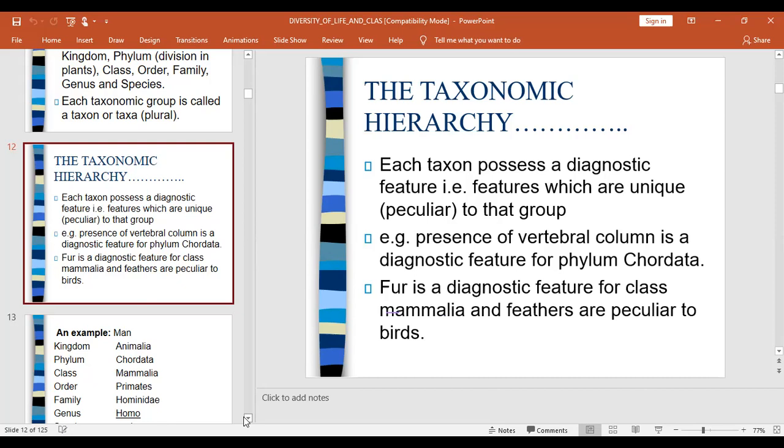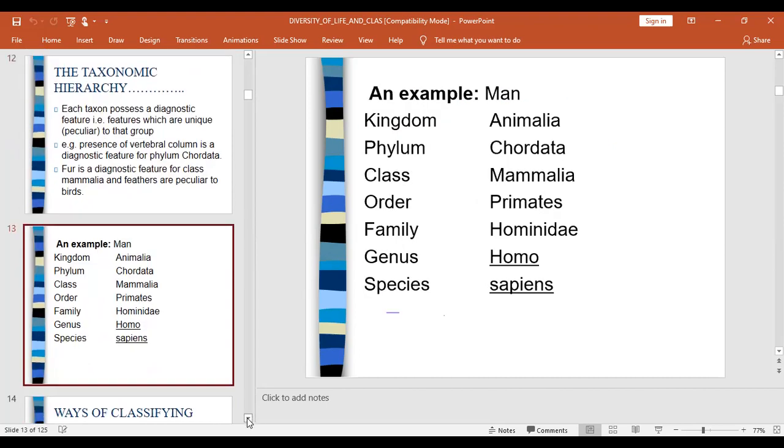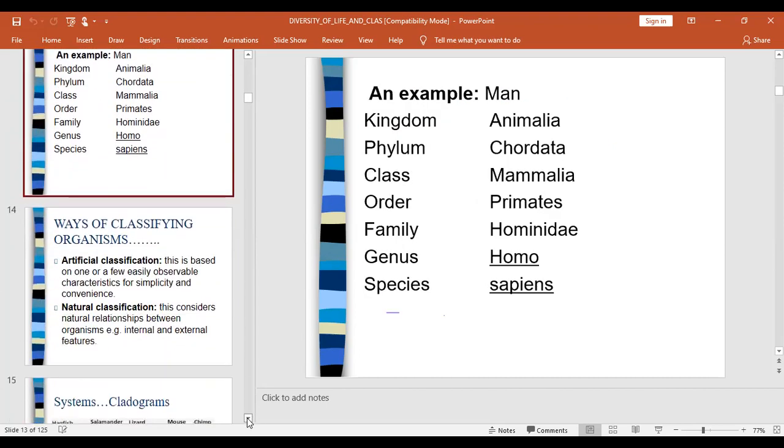Yes. Okay. Now, we are going to look at an example of that taxonomic hierarchy. Let's look at an example of man. So, man, we start with kingdom Animalia. Now, let me ask you, why do you think we group man as an animal?